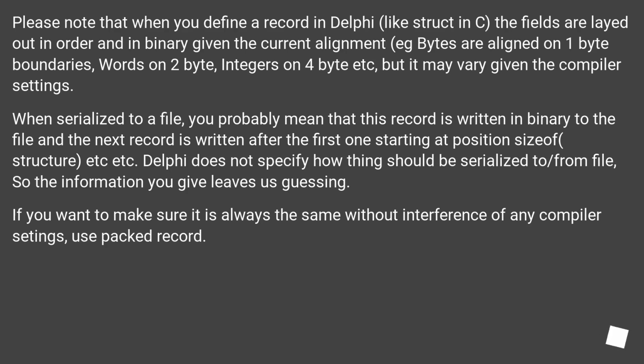But it may vary given the compiler settings. When serialized to a file, you probably mean that this record is written in binary to the file and the next record is written after the first one starting at position size of structure, etc. Delphi does not specify how things should be serialized to/from file, so the information you give leaves us guessing. If you want to make sure it is always the same without interference of any compiler settings, use packed record.